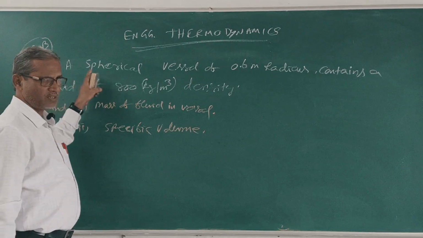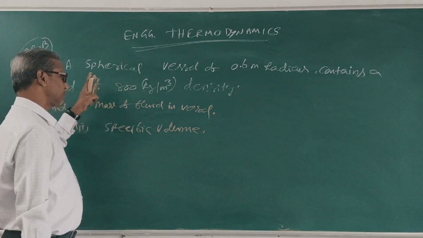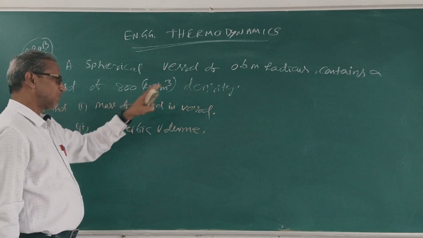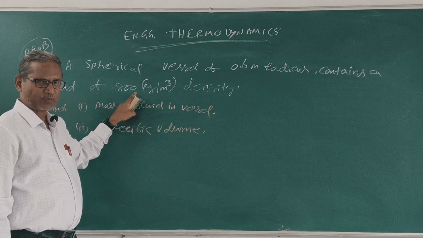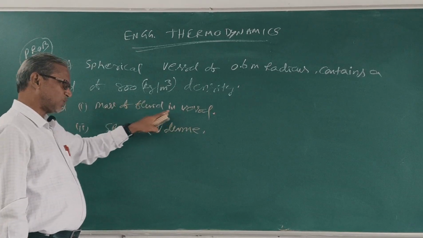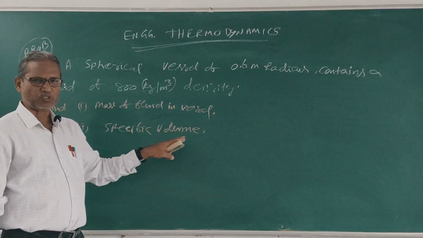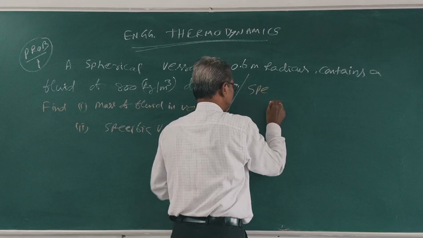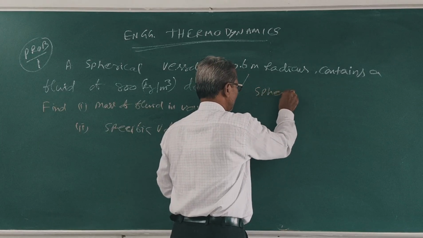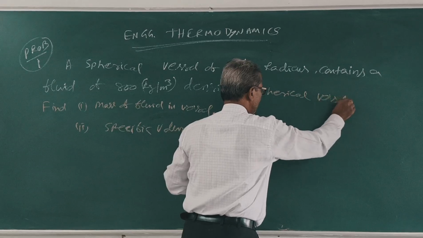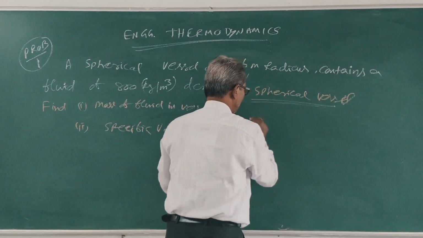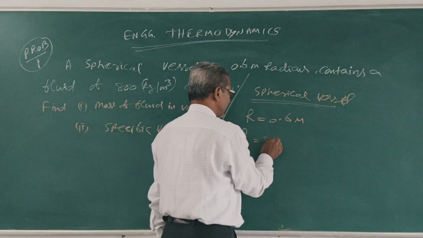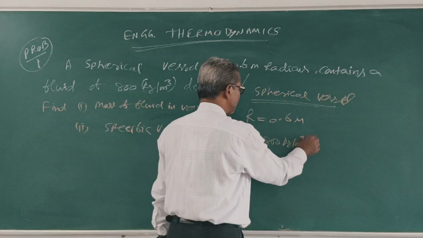Problem number 1. First problem, thermodynamics. A spherical vessel of radius 0.6 meter contains a fluid having density 800 kg per meter cube. Find the mass of fluid in the vessel and the specific volume of the fluid. Clear? This is a spherical vessel. Given: radius is 0.6 meter, density of the fluid is 800 kg per meter cube.